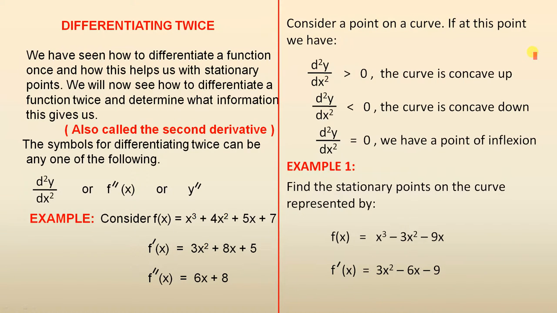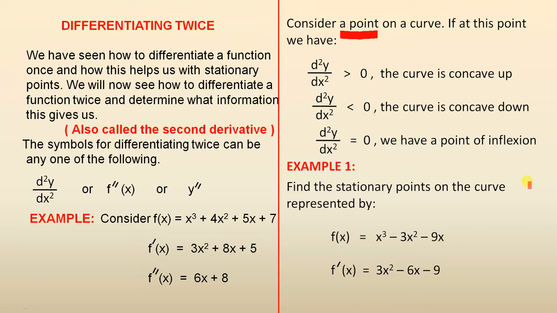Let's consider a point on a curve. Now, it's very important. We're talking about a particular point on a curve. If at this point we have d squared y over dx squared greater than 0, the curve is concave up. If d squared y over dx squared is less than 0, the curve is concave down. If d squared y over dx squared equals 0, we have a point of inflection. I'll explain what that means in a moment.